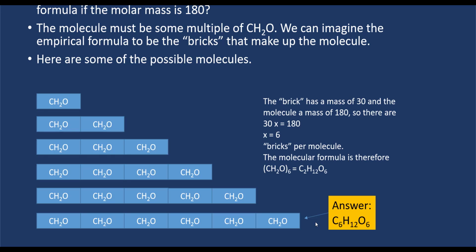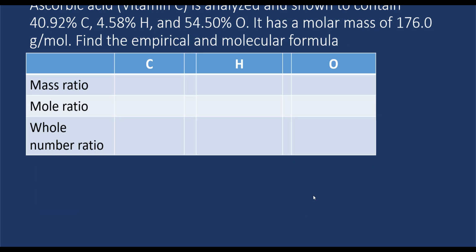What would you actually do? You would take the 180, divide by 30 to get 6. And then this down here is how you would think about it if you have to write it out at all. Multiply out all this, the subscripts by 6 to get C6H12O6 as your final answer. Okay, hopefully that was pretty good. Let's look at a more realistic example now.